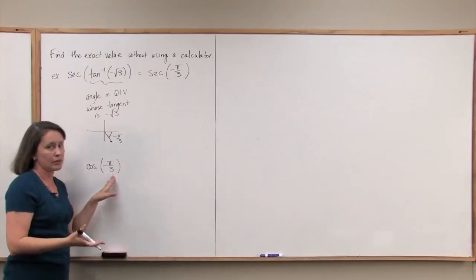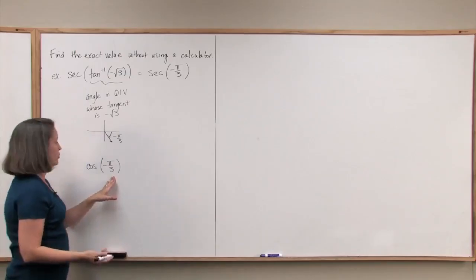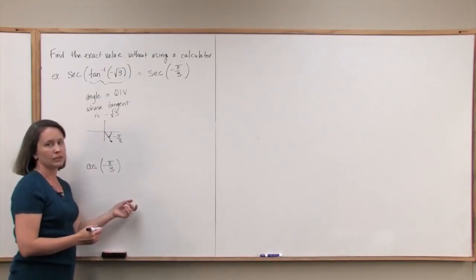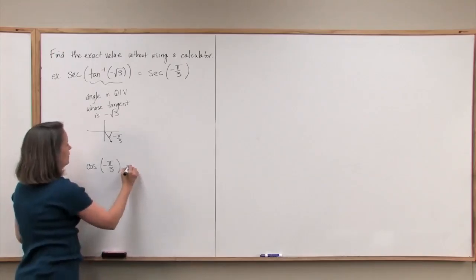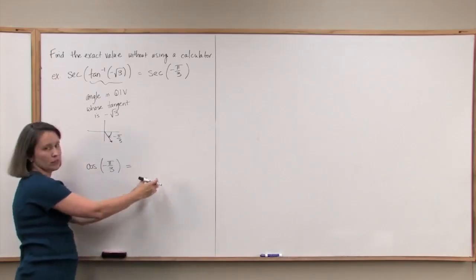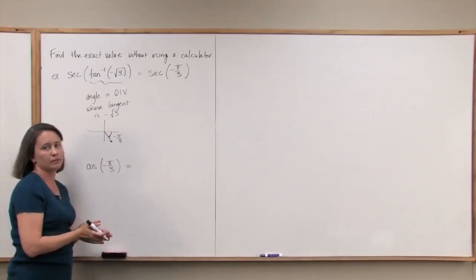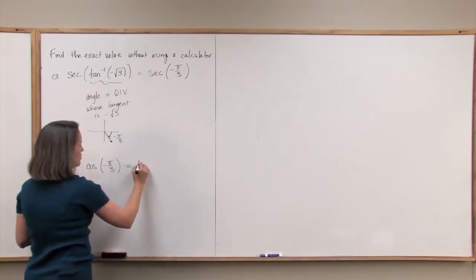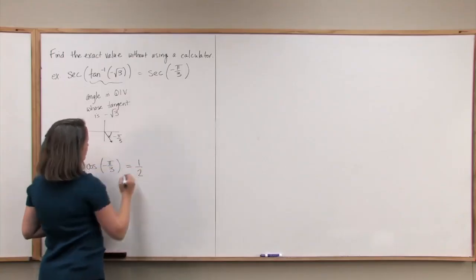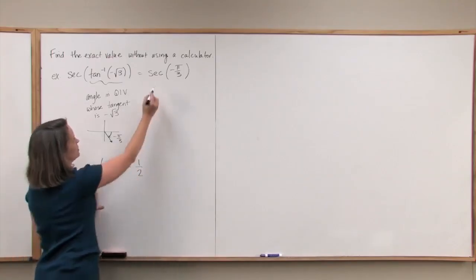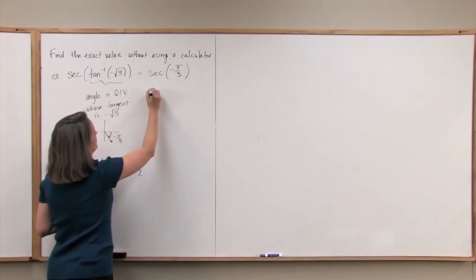Where is negative pi over 3's terminal side? Quadrant 4, okay? In quadrant 4, is the cosine positive or negative? Positive. Okay, so it's positive, and we need to know the value. So what's the cosine of pi over 3? 1/2, okay? And we've already decided it should be positive, so this is 1/2. Okay, that wasn't quite my answer though. Cosine of negative pi over 3 is 1/2. So what's the secant of negative pi over 3? 2. And there we go.